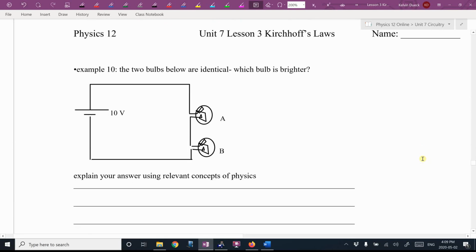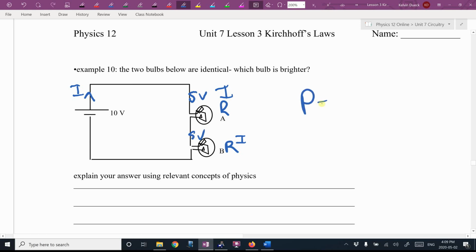If these two bulbs are identical, which bulb is brighter? Okay. So if they're identical, it means they have the same resistance. Ooh, wait a minute. If I have a current leaving the battery of I, I think each of these has the same current going through it because there are no junctions, no ways to split up. Oh, and this also means each of these has the same voltage, each of these must be 5 volts because the total is 10 volts. So I could say 5 volts, 5 volts, but I don't even need that.